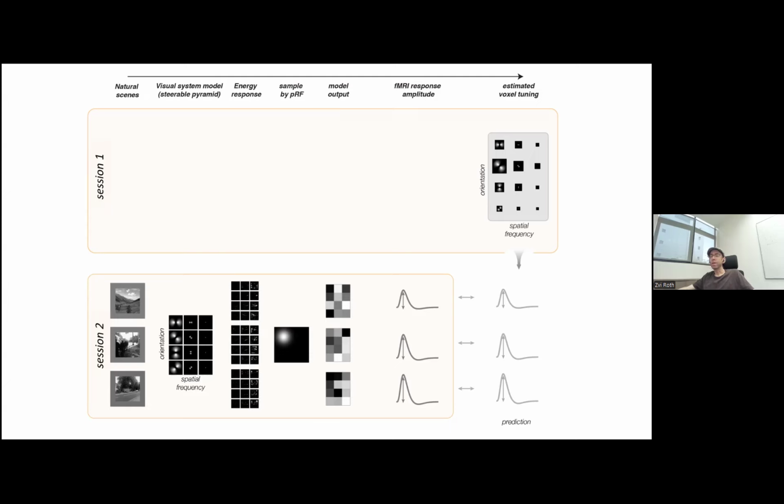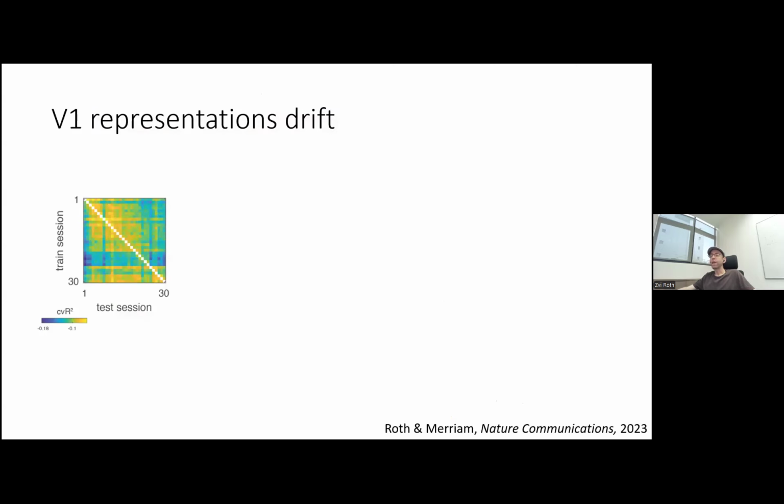Now, what I described here is for a single pair of sessions, sessions 1 and 2, training on one and testing on the other. The next step is to train the model on each of the 30 sessions and test it on all the other sessions. And that gives us a matrix of cross-validated R-squared values, goodness of fit values, for training the model on every session and testing it on all other sessions.